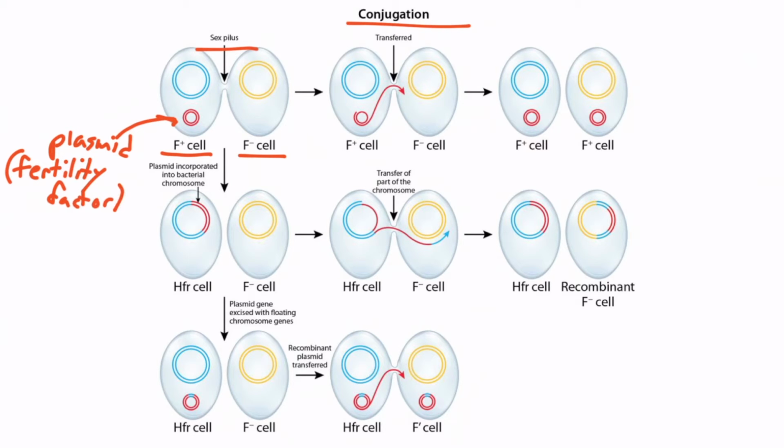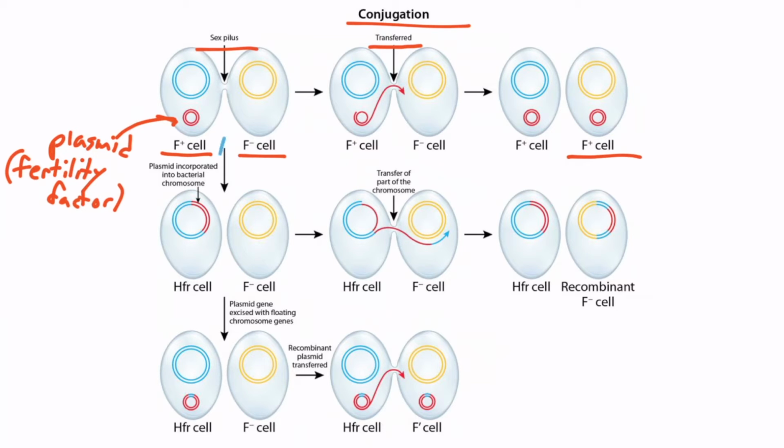Since it could create this sex pilus, plasmids can also be called fertility factor, which is where that F comes from. In any case, the F+ cell will create the sex pilus, and then the plasmid is copied and then transferred, which you can see in the middle. Now that the recipient cell has a copy of the plasmid, it's termed an F+ cell, because now that it has that fertility factor or plasmid, it can initiate conjugation. However, something else can happen, which we will discuss with the second row.